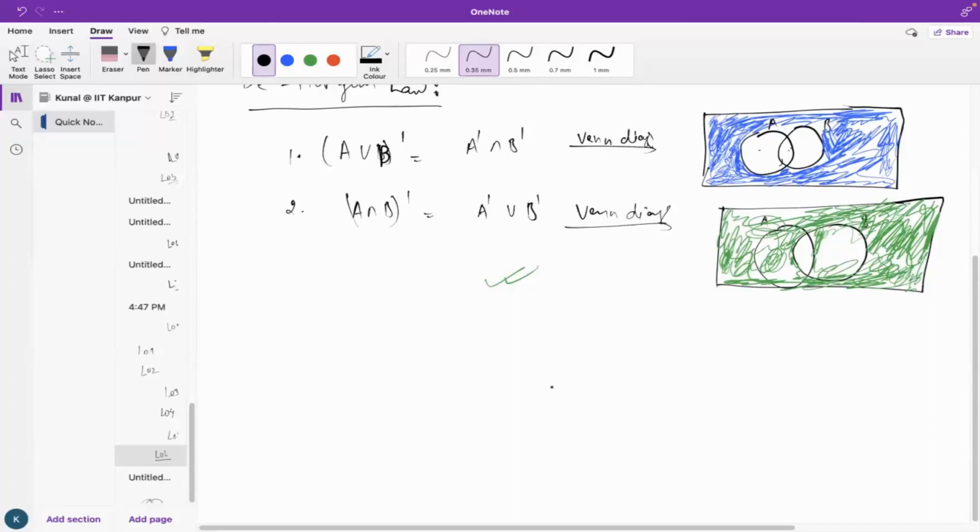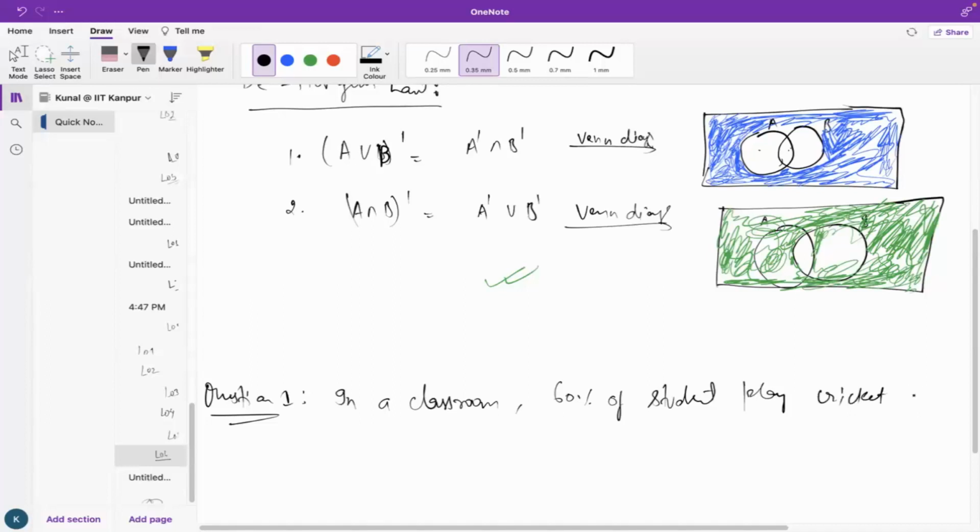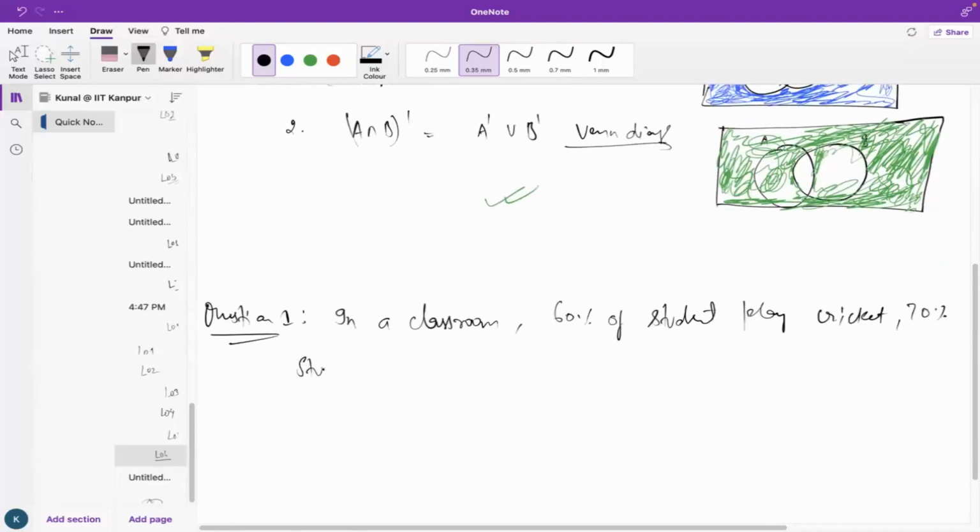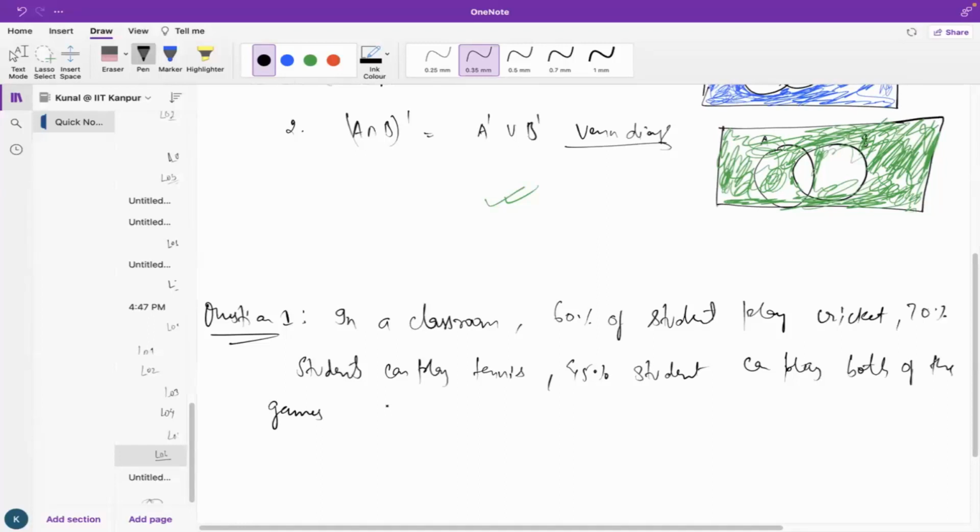The question is: in a classroom, 60% of students play cricket, 70% of students can play tennis, and 45% of students can play both of the games.